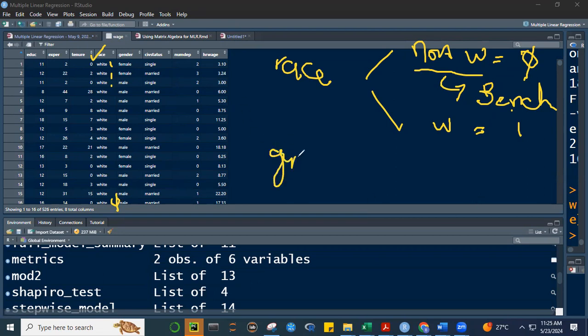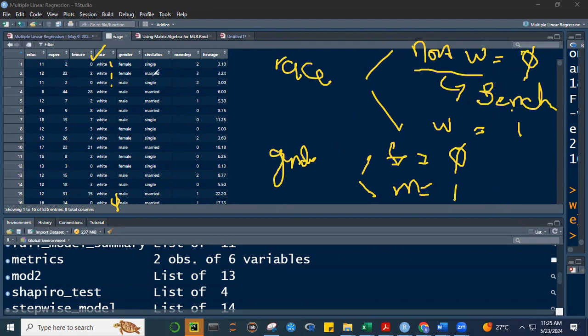For gender, what will R do? So if you take a look at the levels, if there are 2, then you have female and male. And since female appears first alphabetically, this becomes the benchmark, and this is given the value of 0. Male will therefore get a value of 1.